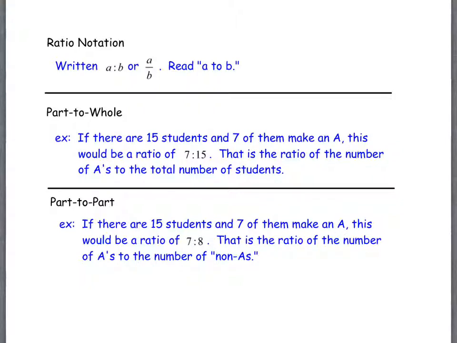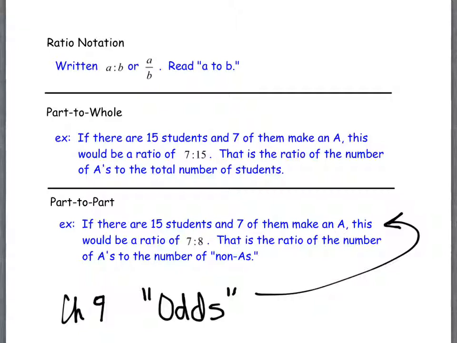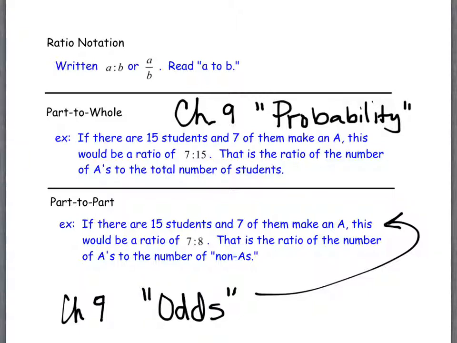And I'm going to make a note of this when we do this right here. I think it's in chapter 9. It's chapter 9 when we talk about something called odds. So we will come back to the part-to-part example when we talk about something called odds in chapter 9. It's an example of something that is a ratio that's part-to-part. And for that matter, this one is also in chapter 9, and it's when we talk about probability. So we will come back to these ideas later on.